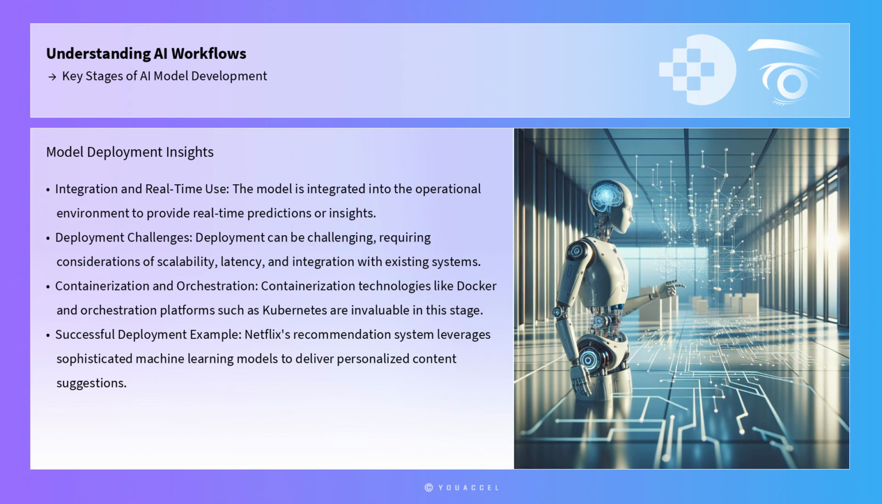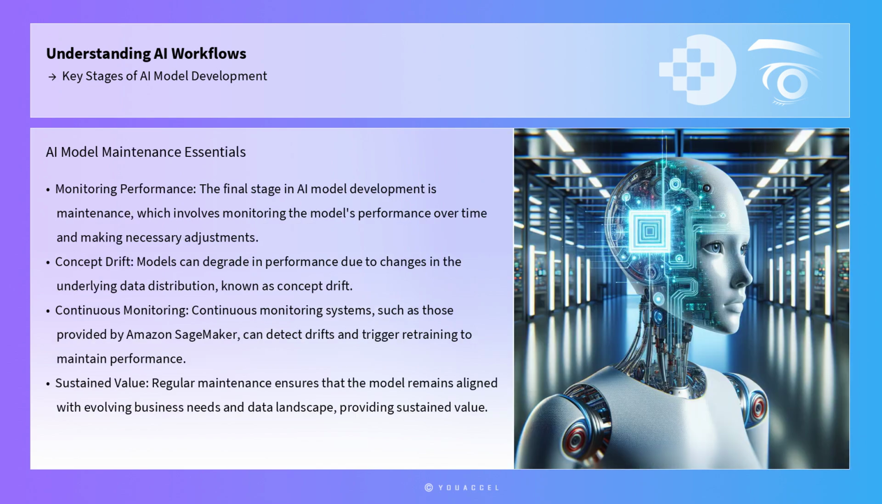An example of successful deployment is Netflix's recommendation system, which leverages sophisticated machine learning models to deliver personalized content suggestions, enhancing user engagement and satisfaction. The final stage in AI model development is maintenance, which involves monitoring the model's performance over time and making necessary adjustments to ensure it continues to deliver accurate and relevant predictions.